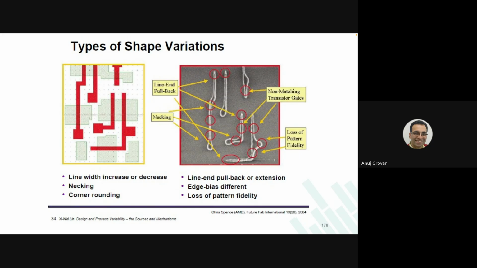Layout you have already sent, right? The only option is to change the mask now. Layout you draw, you made, and then you sent it for fabrication. Now the resolution enhancement technique will work on your layout, make it process friendly, and then make the masks.